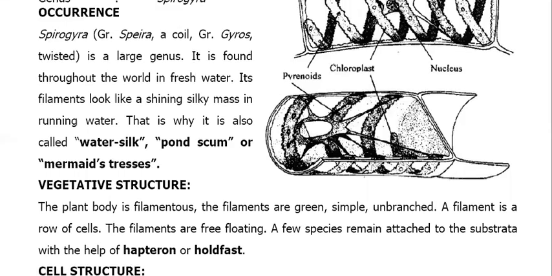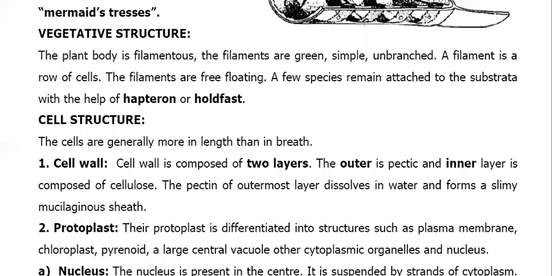The vegetative structure of Spirogyra is filamentous. The filaments are green, simple, and unbranched. A filament is a row of cells. They are free floating. A few species remain attached to the substratum with the help of a holdfast. I have told you what a holdfast is. It is a foot-like or rhizoid-like structure that anchors Spirogyra to the substratum, rocks, or plants, where they live, photosynthesize, and get their food.